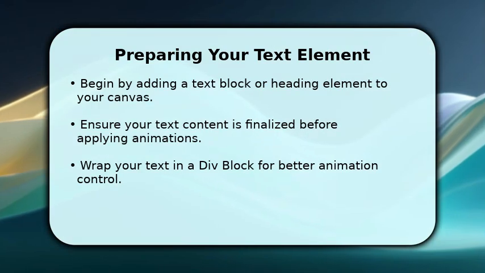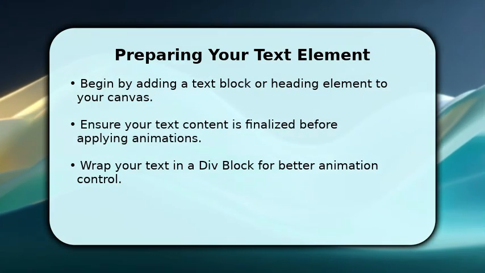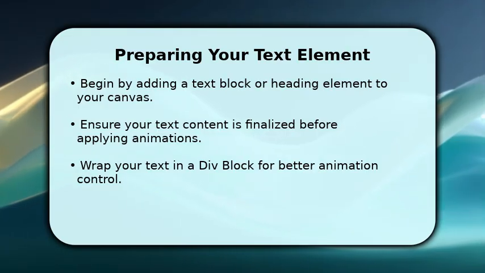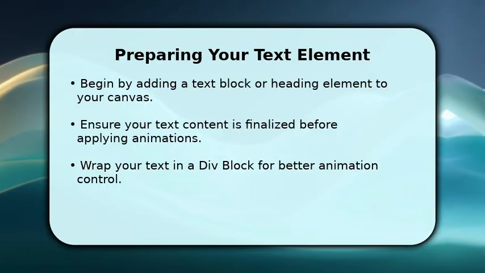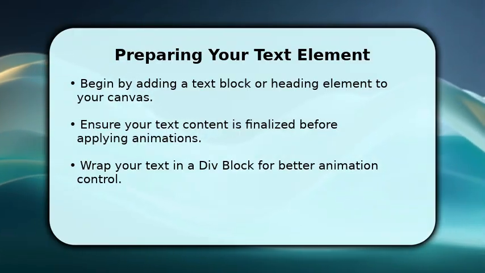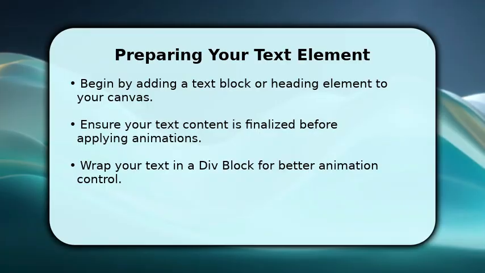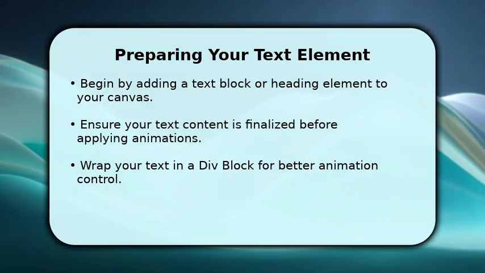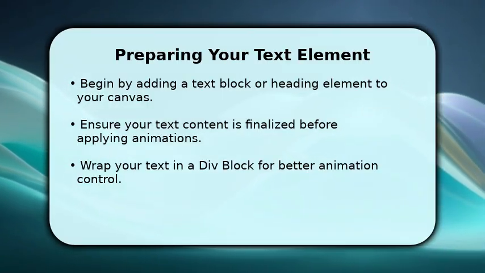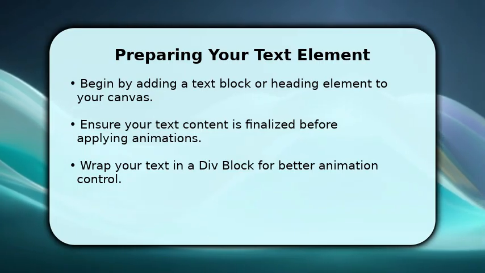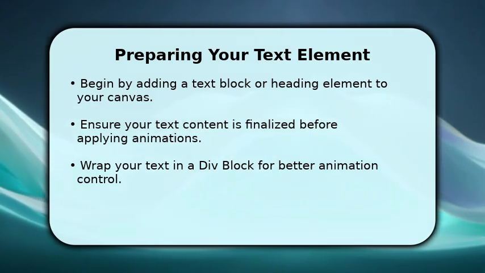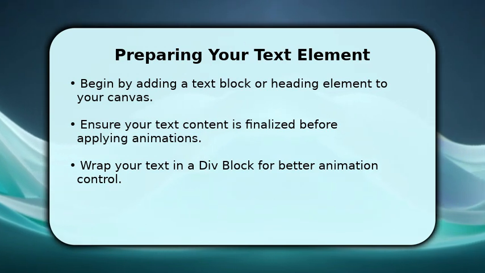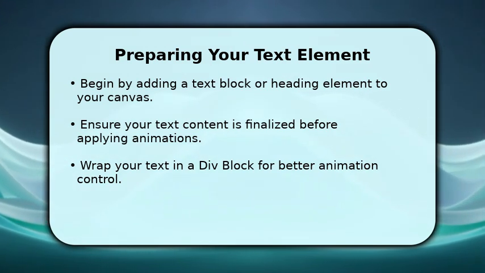To begin, drag a text block or heading element onto your Webflow canvas. It is crucial to finalize your text content at this stage, as changes later might affect your animation timing. For optimal control and flexibility, always wrap your text element within a div block. This container acts as a parent, allowing you to apply transformations and animations to the entire text unit, ensuring consistent movement across different screen sizes and devices.